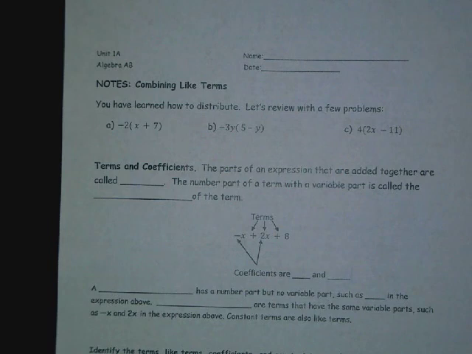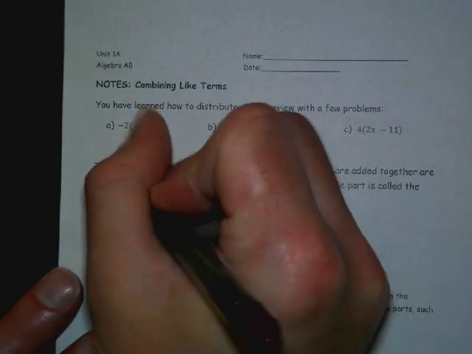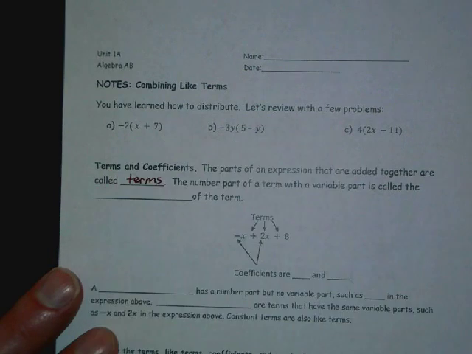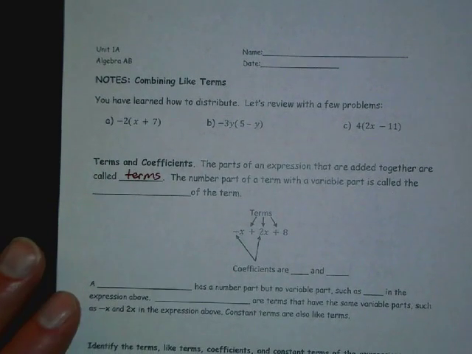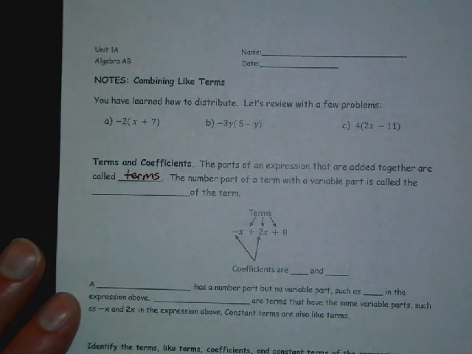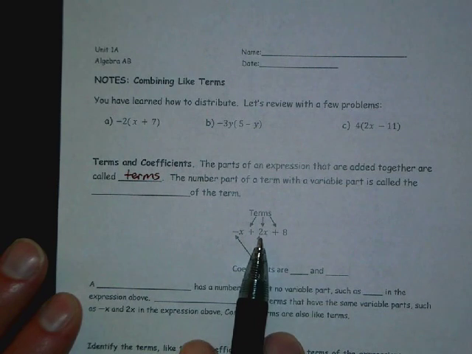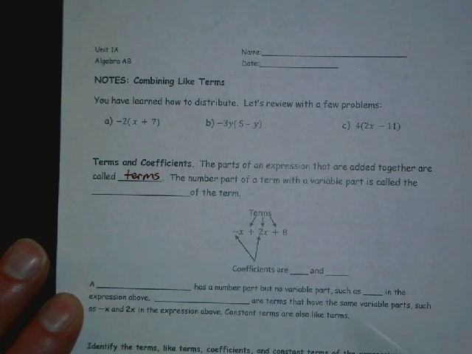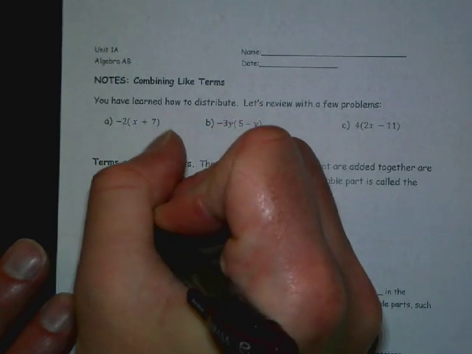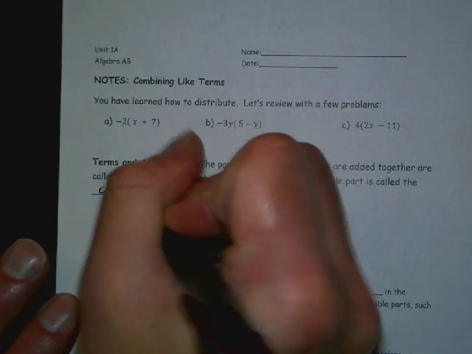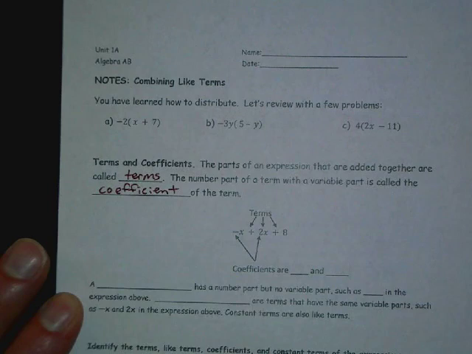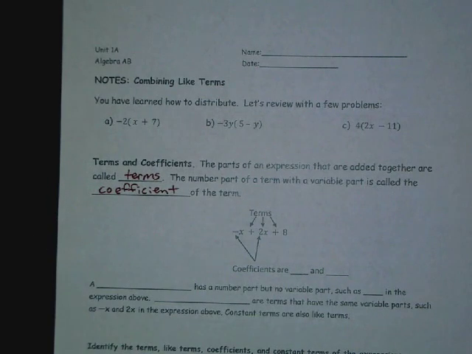Terms and coefficients. The parts of an expression that are added together are called terms. The number part of a term, like if we were to look down here, 2x is a term. The number part of that in front of the x, the 2, is what's called the coefficient. So when you hear someone say the coefficient, think the number in front of the variable. That's what a coefficient is.